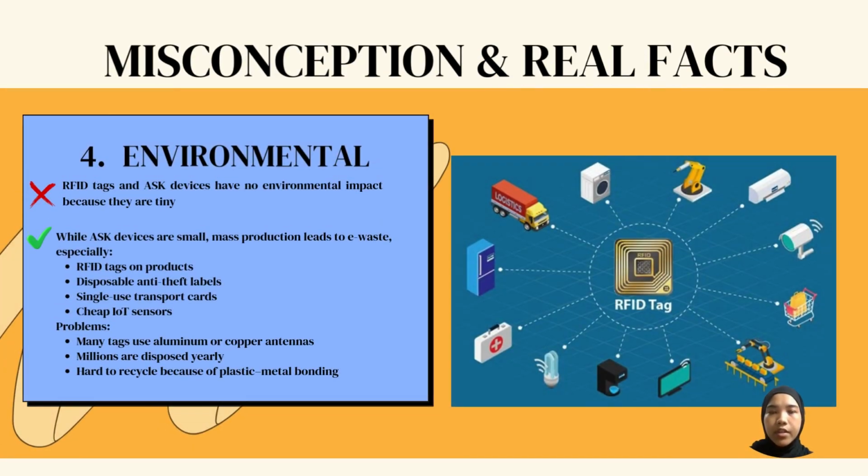Lastly, the environmental misconception. Many people believe that RFID tags or small ASK devices don't affect the environment because they are tiny. But 1 billion tags are produced every year, and they contribute to electronic waste. RFID tags contain small metal antennas, a plastic layer, and sometimes silicon chips. The materials are hard to recycle when combined, and most end up in landfill. To reduce environmental impact, researchers are already developing biodegradable RFID tags, paper-based antennas, and low-power backscatter sensors that don't need batteries. So environmentally, ASK systems are moving toward more sustainable and eco-friendly designs.